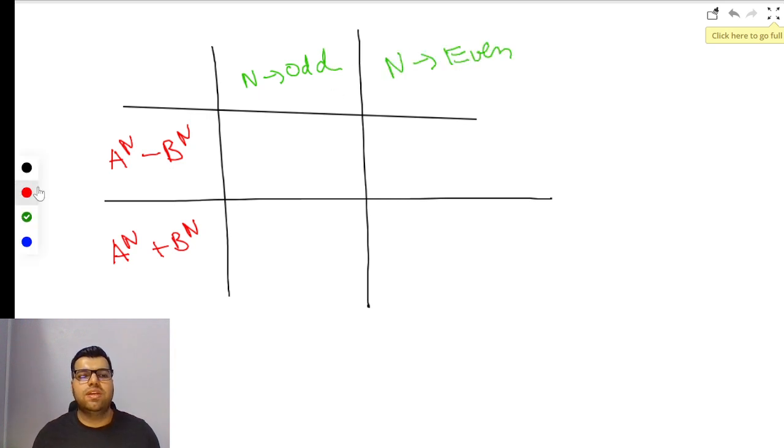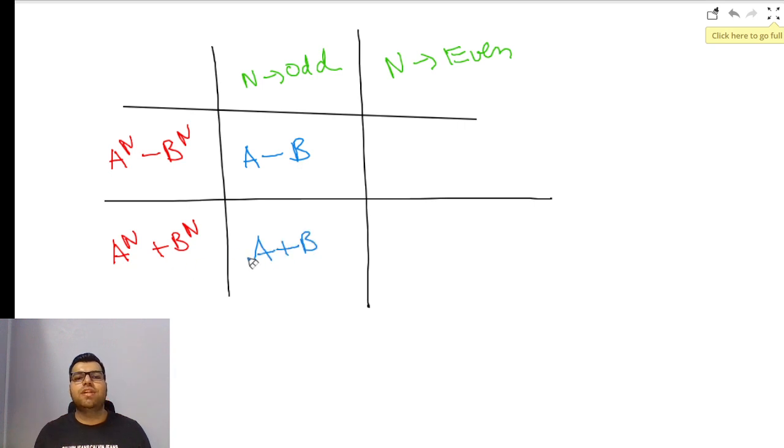So we will note this. Say for example n is odd, something like a cube minus b cube. So a raised to power n minus b raised to power n will always be divisible by a minus b, like a cube minus b cube is divisible by a minus b. If it is a cube plus b cube, with n odd, then it will always be divisible by a plus b. A raised to power n plus b raised to power n when n is odd is divisible by a plus b. Very simple. What about when n is even?